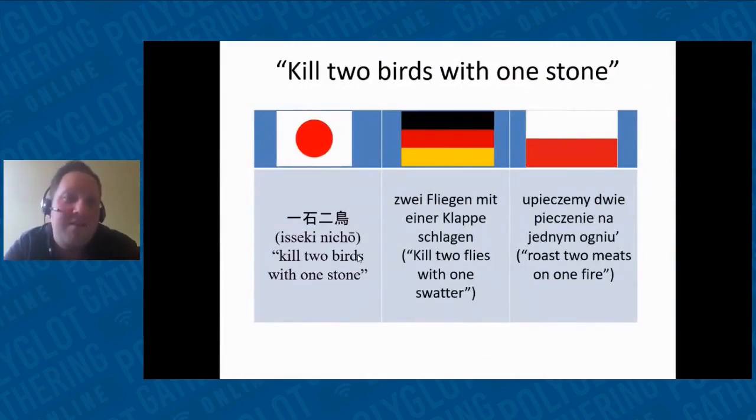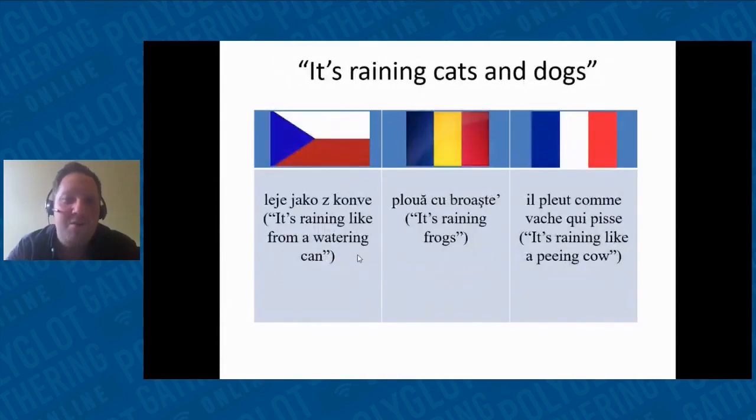But for example, I was thinking, first of all, of the idiom "kill two birds with one stone," which in Japanese would have the exact same meaning. So you can just translate it into Japanese, and that's fine. Whereas in German, you don't kill two birds with one stone, but you kill two flies with one swatter. And even more interestingly, in Polish, you roast two meats on one fire. And I think this Polish idiom is one of the only ones that uses this construction with meat. I think most of the rest of the languages that I looked at used animals in some way for this idiom. So it's interesting that the Polish have gone so differently with it.